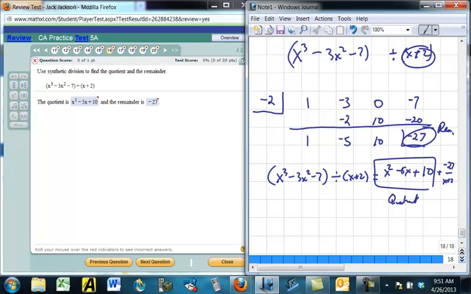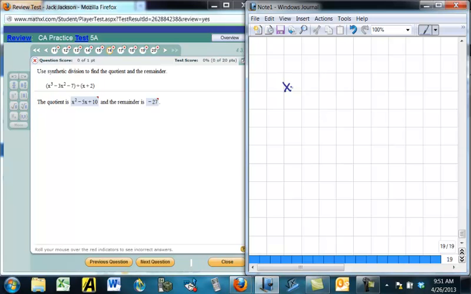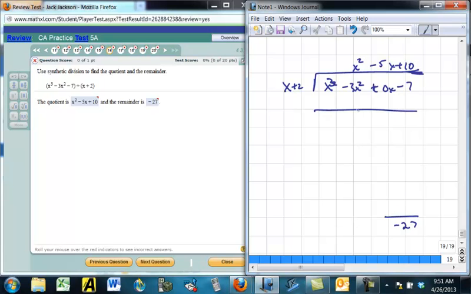Of course, you could also do this with long division. Put the x plus 2 here, and x cubed minus 3x squared plus 0x minus 7. Got to be sure you leave that spot for the 0x here. You could do this out with long division also, and ultimately you'll get the same thing, x squared minus 5x plus 10, and a remainder down here of -27. I'll do it this way too.